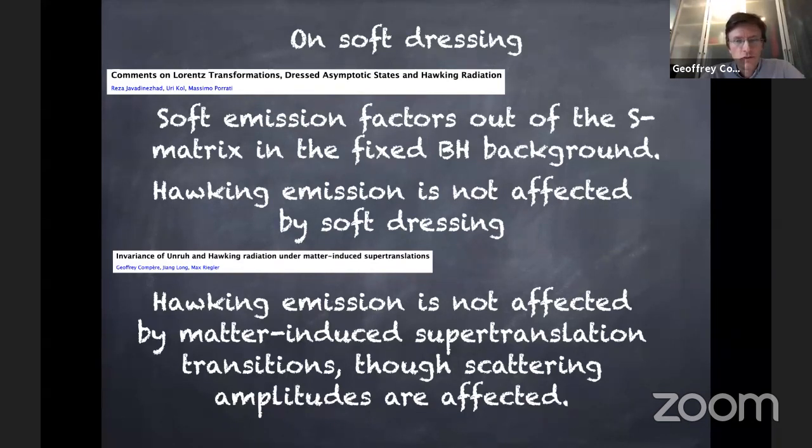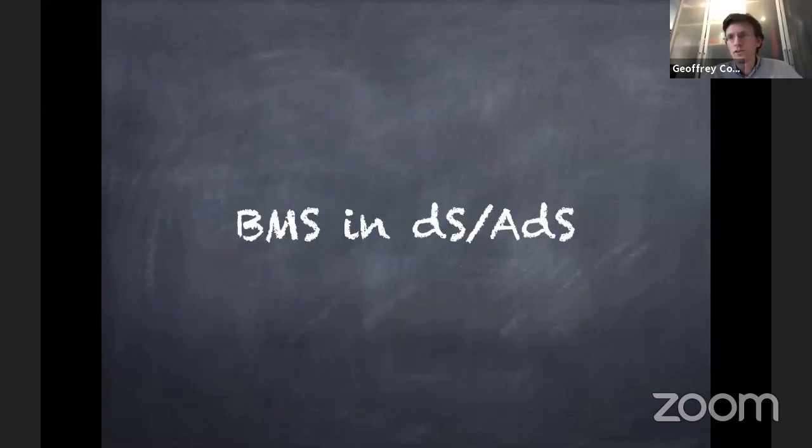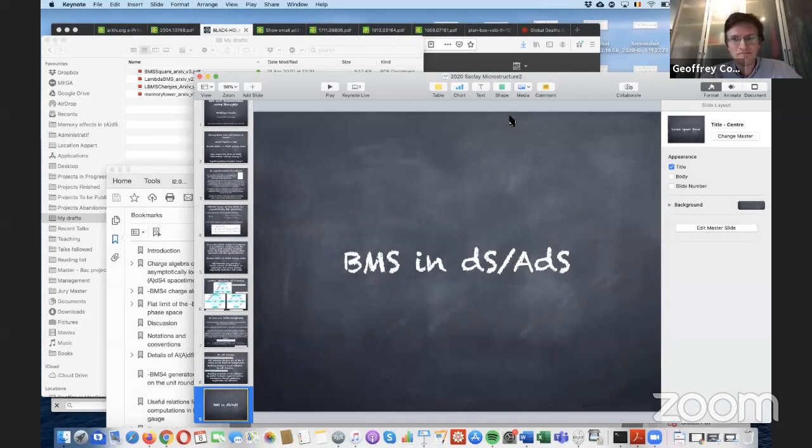We obtained similar results using a different technique, using quantum field theory in the curved background where you have a shock wave, and such a shock wave induces a supertranslation transition. We computed the Unruh radiation in that background and paralleled this to Hawking emission, and we found a similar formula, also showing that there is no effect. So we'll close this. There are extra topics for discussion for later on.